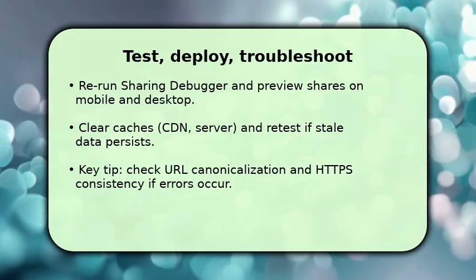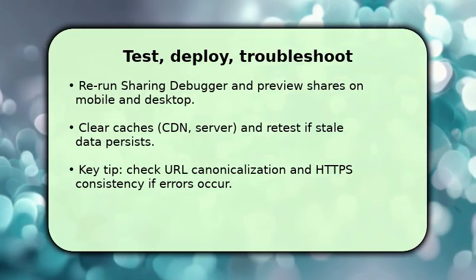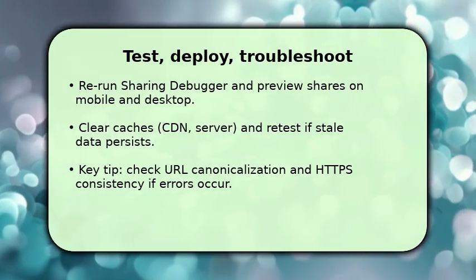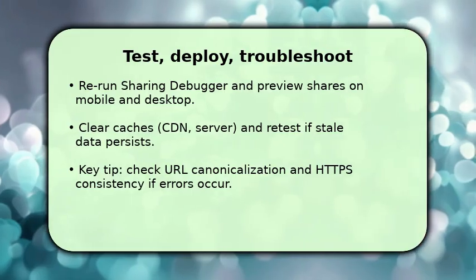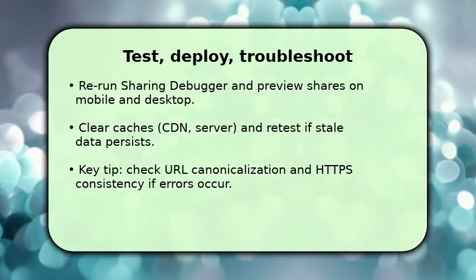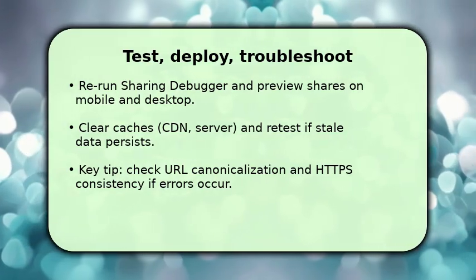If you still see wrong images or titles, make sure your site serves the same canonical URL and uses HTTPS consistently, because mismatched URLs often prevent Facebook from associating the right metadata. If problems persist, reopen the debugger and inspect the returned raw HTML.